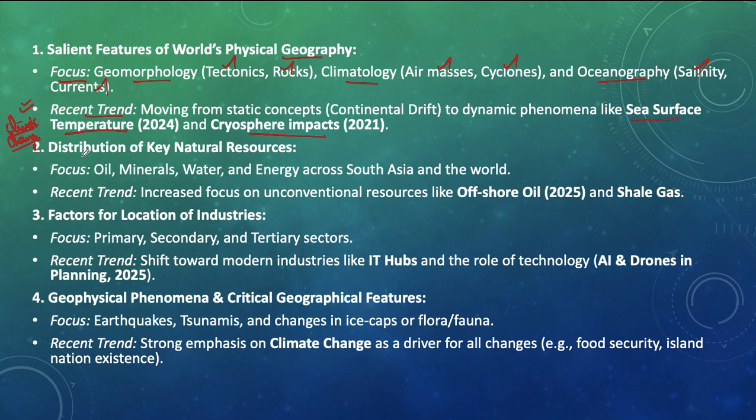Distribution of natural resources: in this segment focus will be given to oil, minerals, especially those resources, and water and energy resources. But in recent trend changes, they are even moving to unconventional resources like offshore oil field and even shale gas technology. Then the factors for location of industries: in this segment of the syllabus, they will be asking on primary, secondary, and tertiary sectors of industries. But recently they are moving towards modern industries like IT hubs and the role of technology, AI, and drones in planning as well, students. So we need to use that particular information for our preparation.